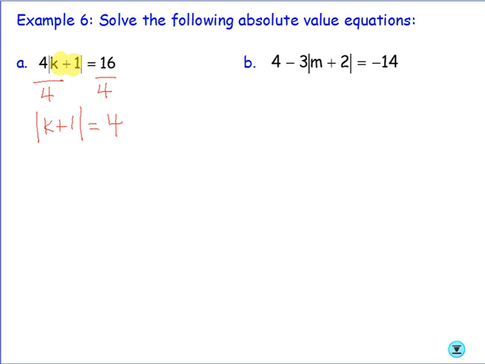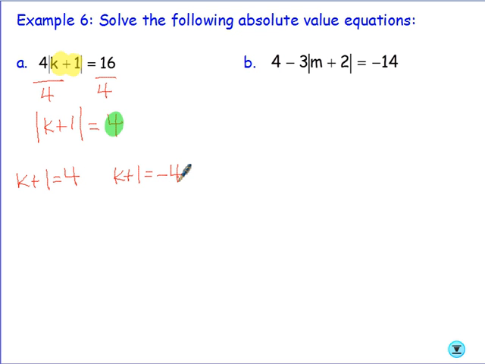Step 2, we look at our distance number. Our distance number here is the number 4. Is that positive or negative? It is positive. If it is positive, we keep going. We are ready to write our 2 equations. Keep the stuff inside the bars the same. K plus 1 equals, K plus 1 equals. We look at our distance number. We make one of them a positive and one of them a negative.